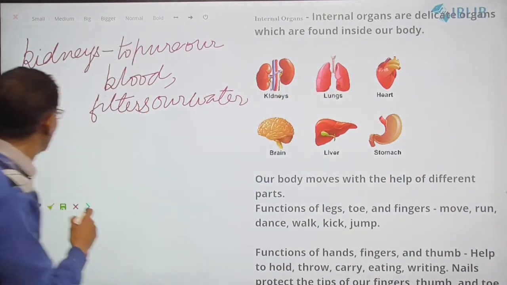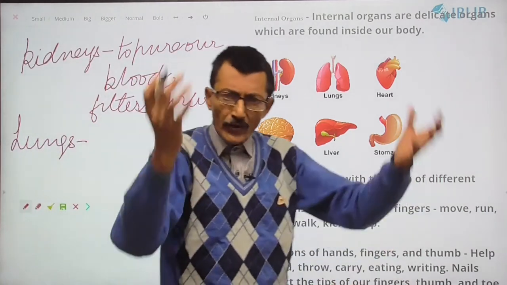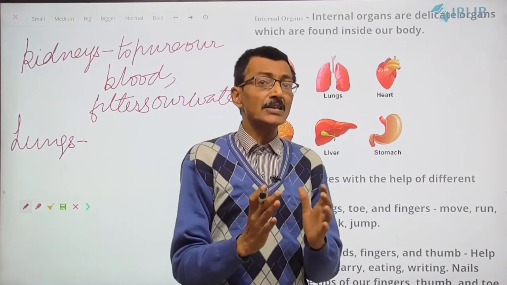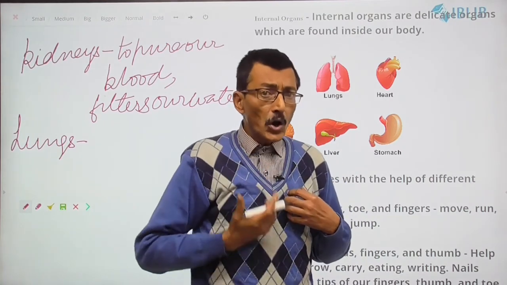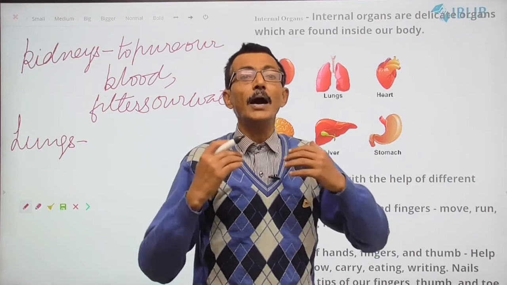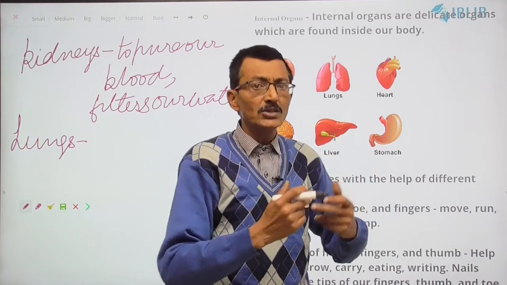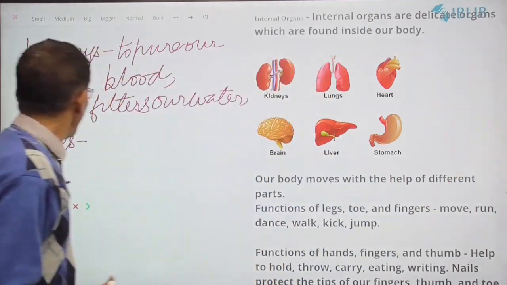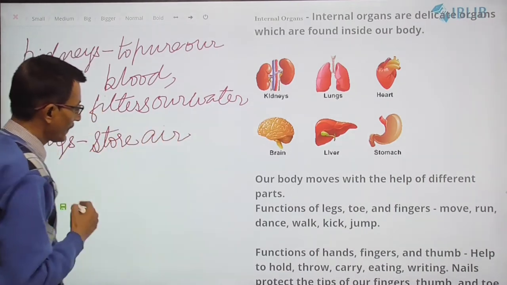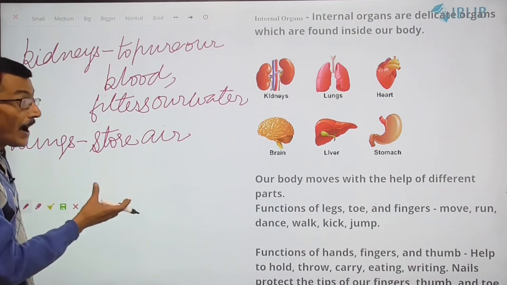Now the lungs. The lungs are filled with the air which we breathe. The air collects in our lungs, it mixes with the oxygen and it goes to the different parts of our body. Then what happens to the air which we put out? The air which we give up through our nose contains carbon dioxide. It means the lungs store the air. The air is mixed with oxygen and is distributed to the different parts.